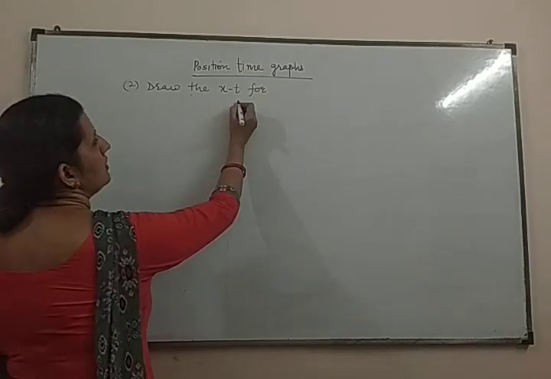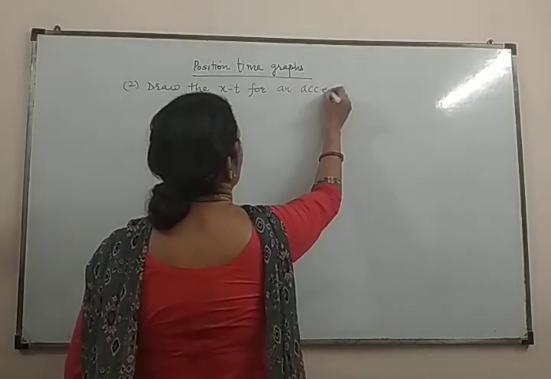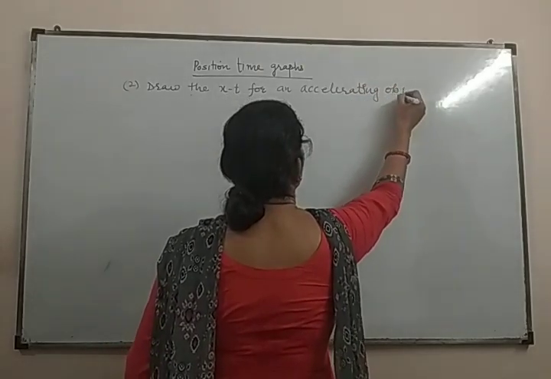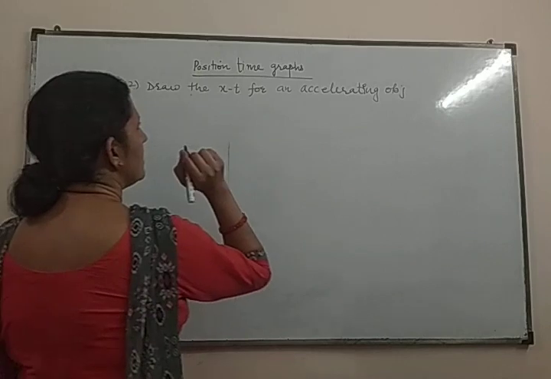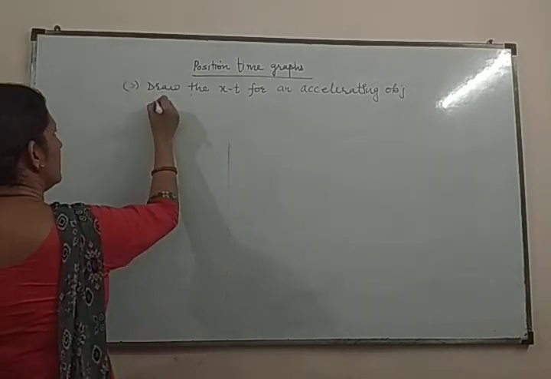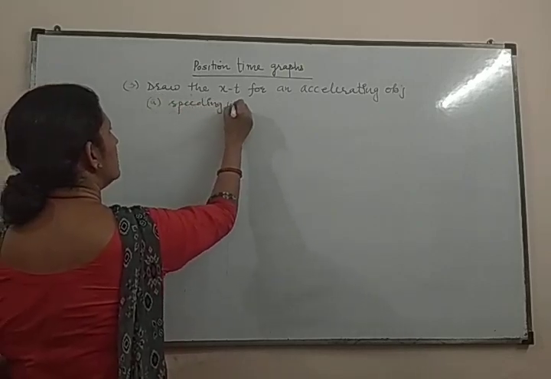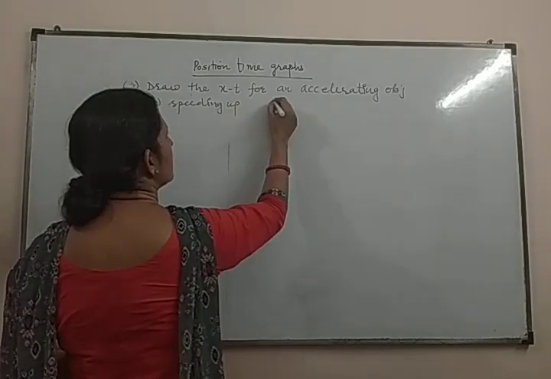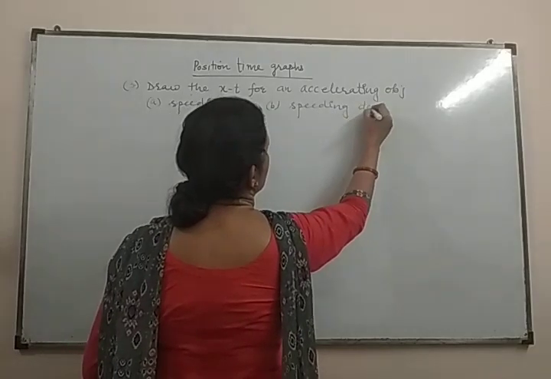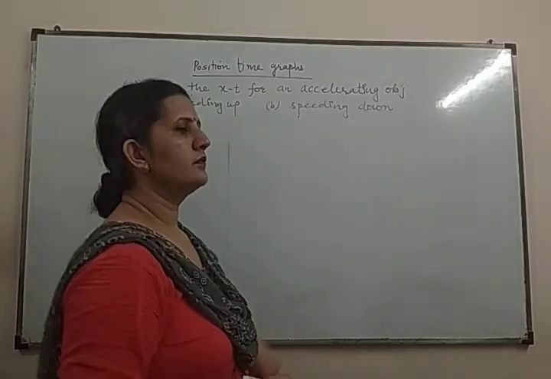Draw the position time graph for an accelerating object. For an accelerating object, it has two cases. One part is for speeding up object, and second part is for speeding down. You have to plot the graph for these two cases.